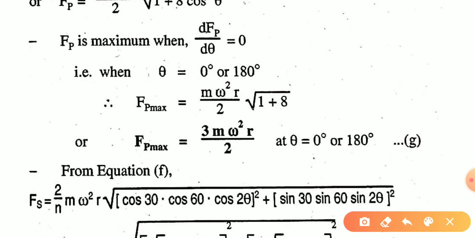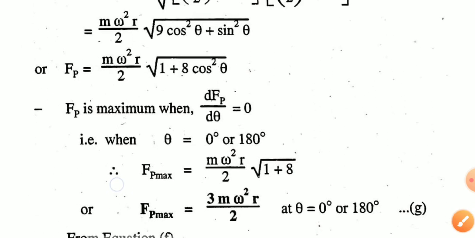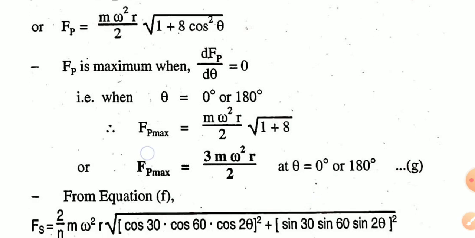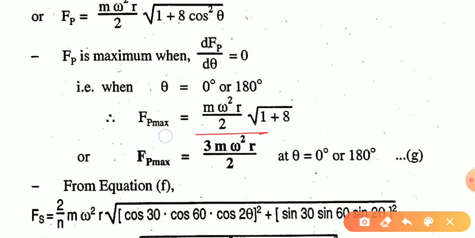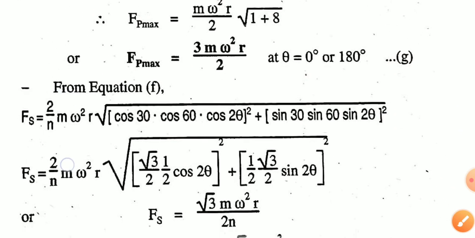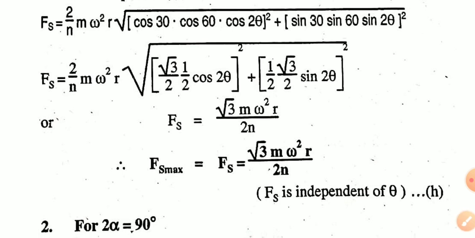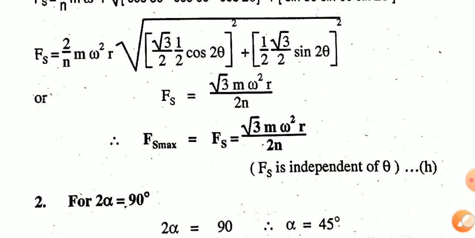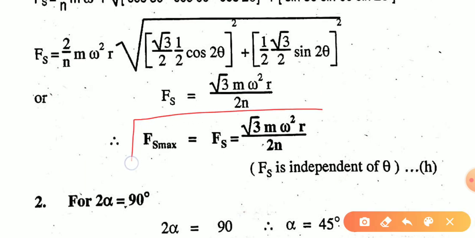So first we put 0 and second we put 180. We will get the maximum primary force, which will be equal to this. Same way, for the secondary force, we can find the secondary maximum force by putting the value of theta in the equation.